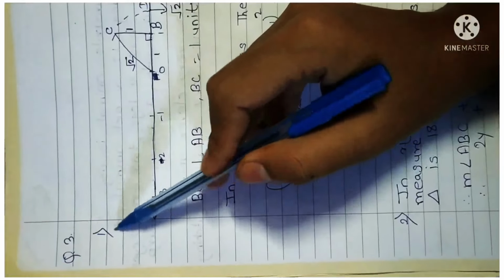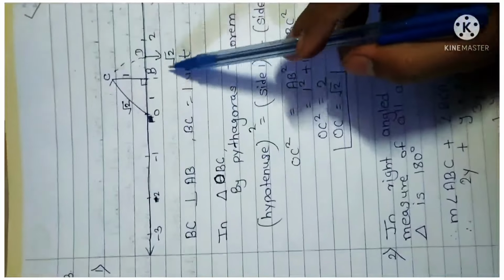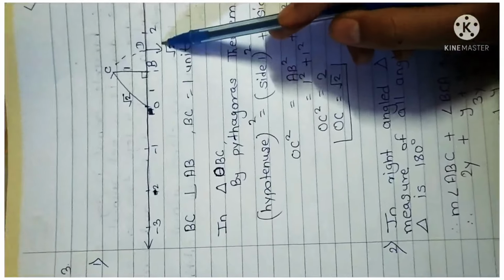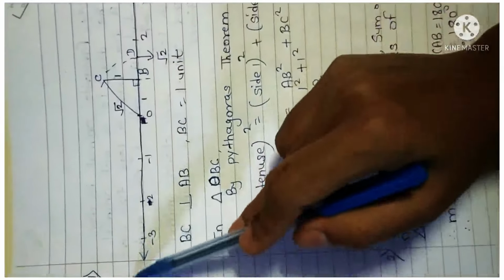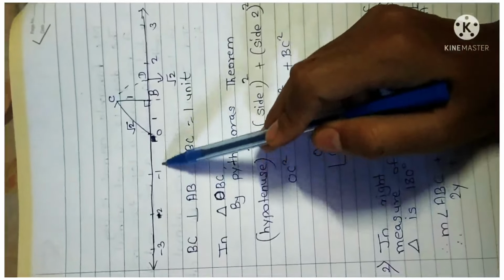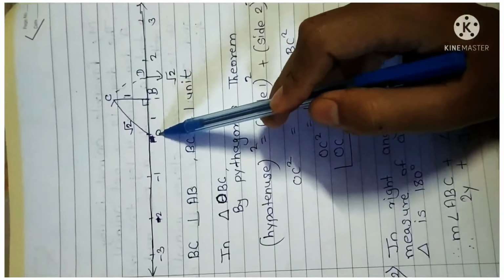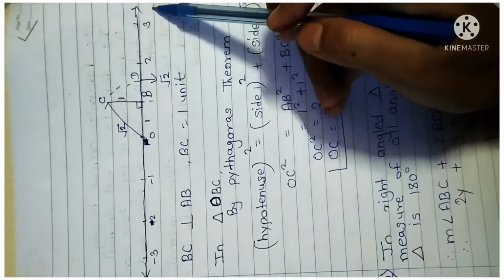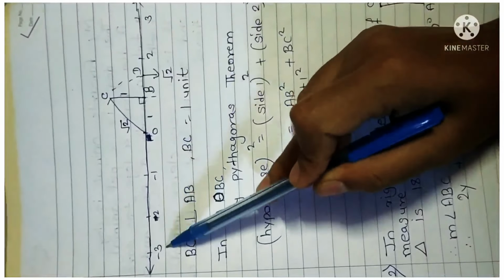You can see that in question 3, first you have to draw √2 on a line. First you have to draw a line. I have drawn a line. Then put the points 0, 1, 2, 3, -1, -2, -3.